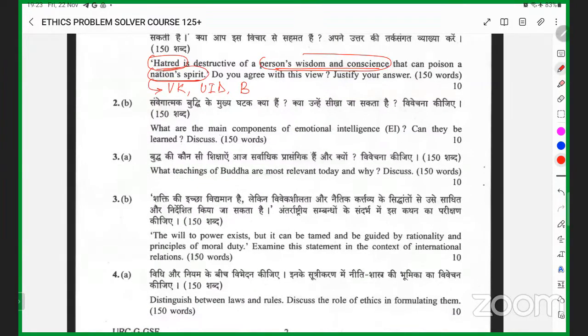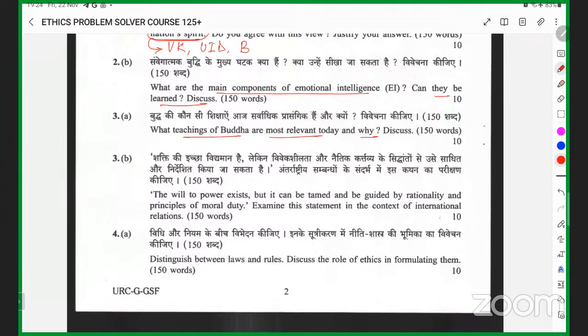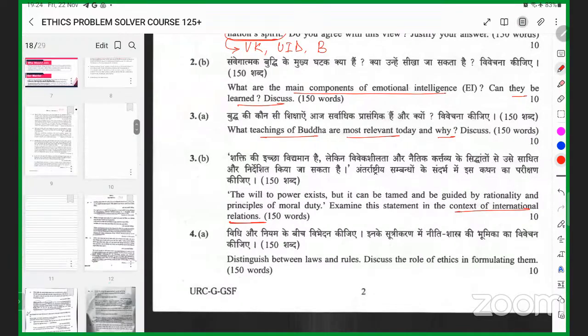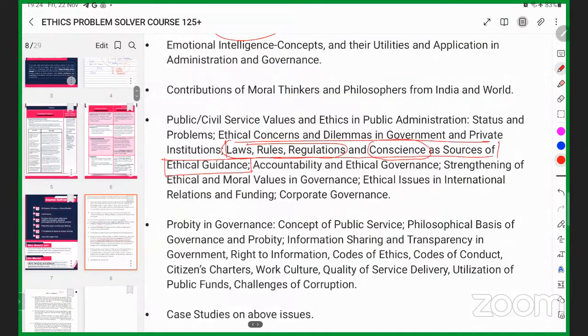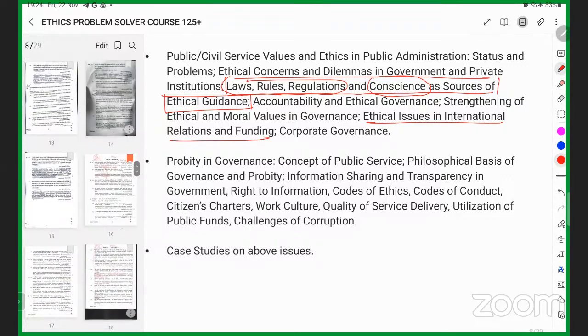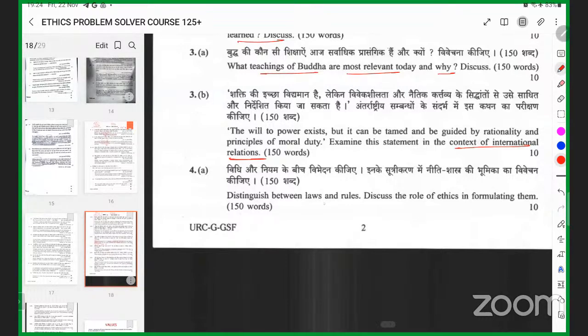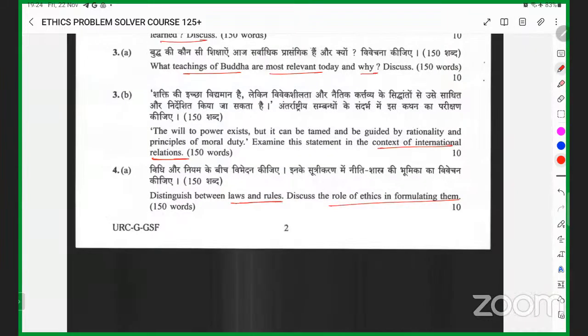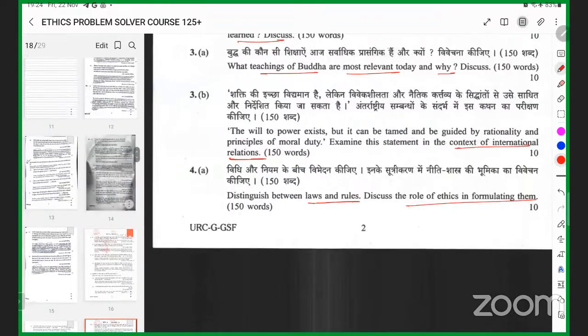The next question, main components of emotional intelligence, can they be learned? Again, a simple question. Teachings of Buddha, how are they most relevant today? Why? Now, this was a question from ethics in international relations. Again, I guess it is directly mentioned. Yes, it is in the syllabus, ethical issues in international relations and funding. Distinguish between laws and rules, again directly from the syllabus, role of ethics in formulating them. So things were relatively easy till 2021, but let's see how things changed from 2022.